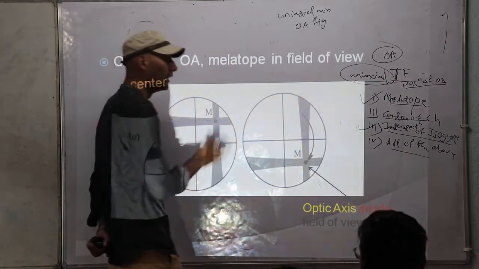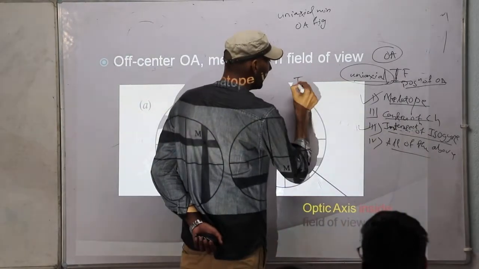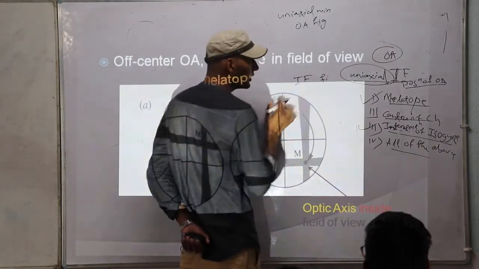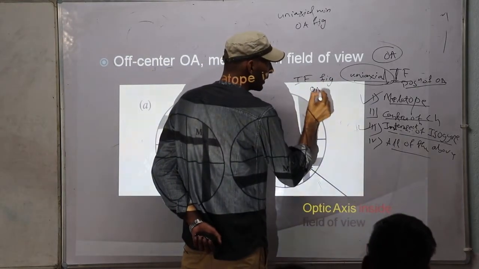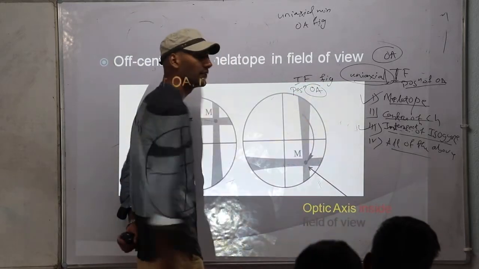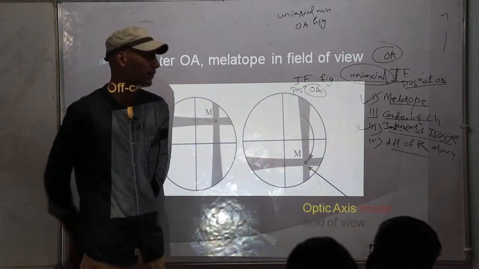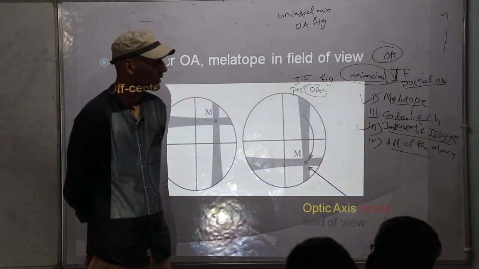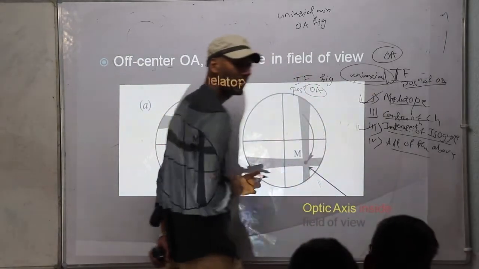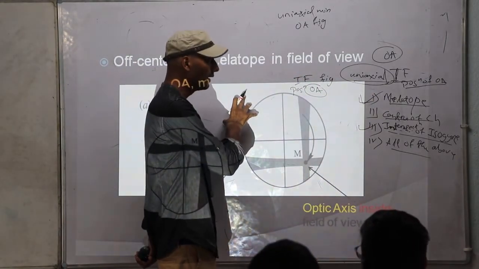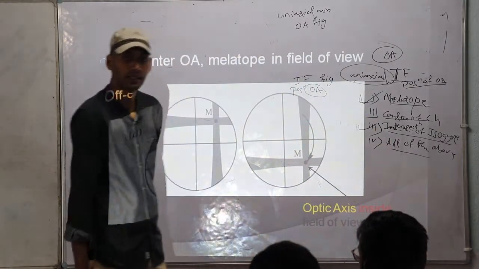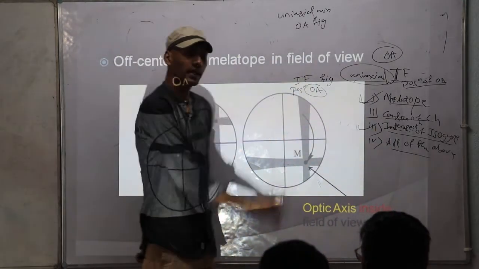If there is only an interference figure, okay, what is the position of the optic axis in the interference figure? There is no mention of uniaxial or biaxial. Then what is the answer? The answer will be only melatope, because in biaxial the isogyre intersection doesn't represent the position of the optic axis.